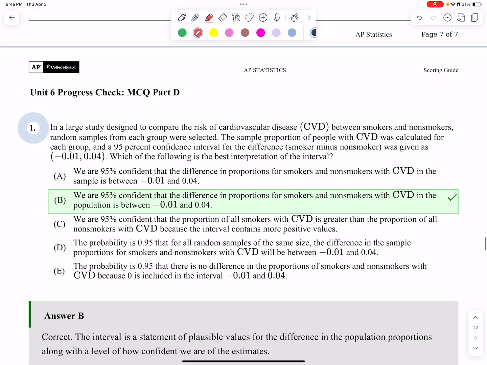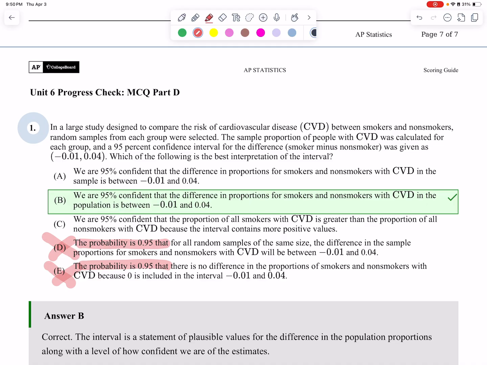All right, finally, part D, last one. Which of the following is the best interpretation of the interval? All right, if it says probability, immediately let's cross it out. So no. If it's too deterministic and doesn't say approximately, we know that's wrong. And if it says it's in the sample, not in the population, then we know that's wrong. And if it's not a difference, we know that's wrong. So that's what we're going to be looking for.